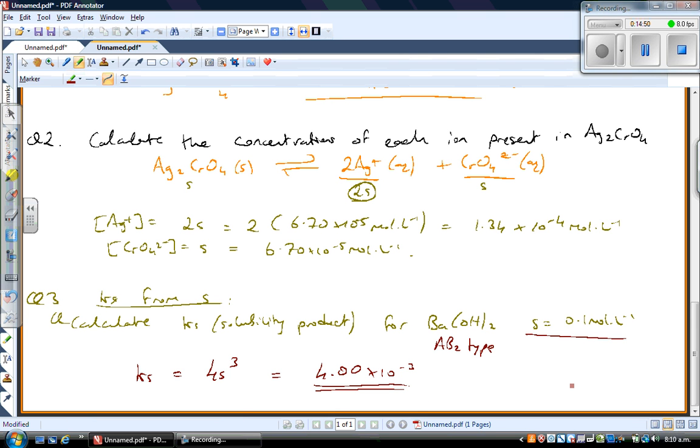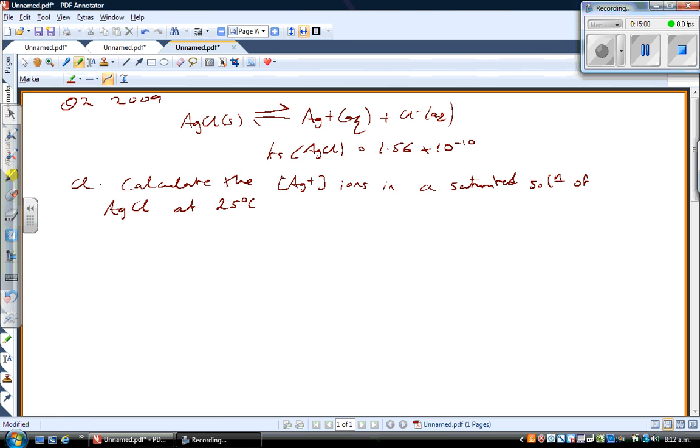There's one other type of question I wanted to do, which was question 2 from 2009, so I'm just going to write it down. This question is a little bit different than the other approach we were taking before. In this case, they've given you the equation for the dissociation of silver chloride, and they've given you the Ks value of 1.56 by 10 to the minus 10. Rather than asking you to work out the solubility for AgCl or the Ks, what they're asking for is the concentration of one of the ions when the solid dissociates in solution.